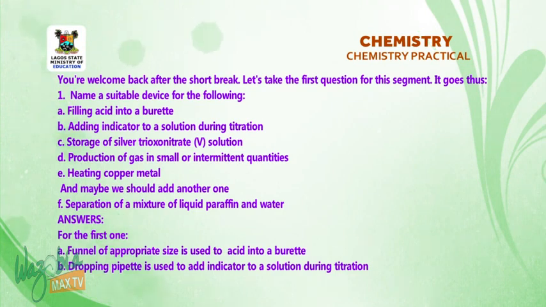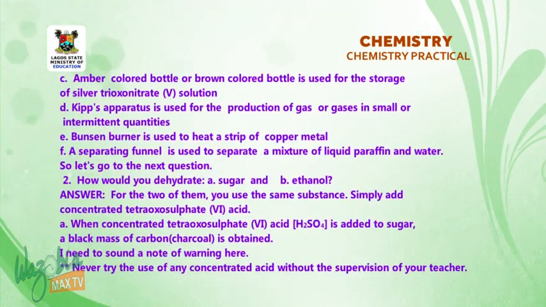For the first one, a funnel of appropriate size is used to fill acid into a burette. The second one, a dropping pipette is used to add indicator to a solution during titration. Number C, an amber colored bottle or brown colored bottle is used for the storage of silver trioxonitrate 5 solution. Number 4, Kipp's apparatus is used for the production of gas or gases in small or intermittent quantities. Number 5, a Bunsen burner is used to heat a strip of copper metal. And number 6, a separating funnel is used to separate a mixture of liquid paraffin and water.